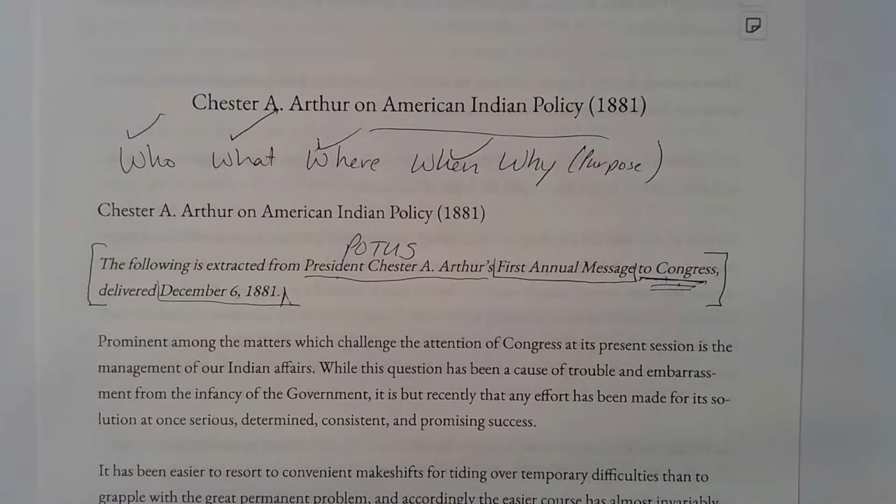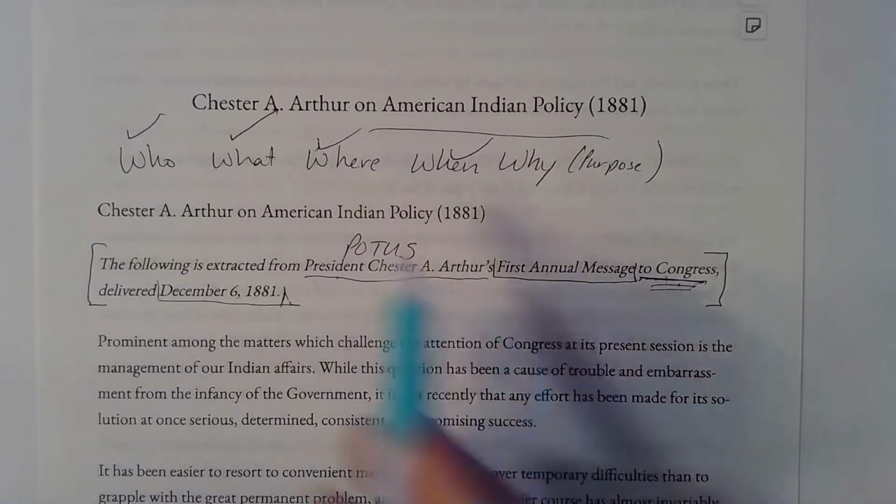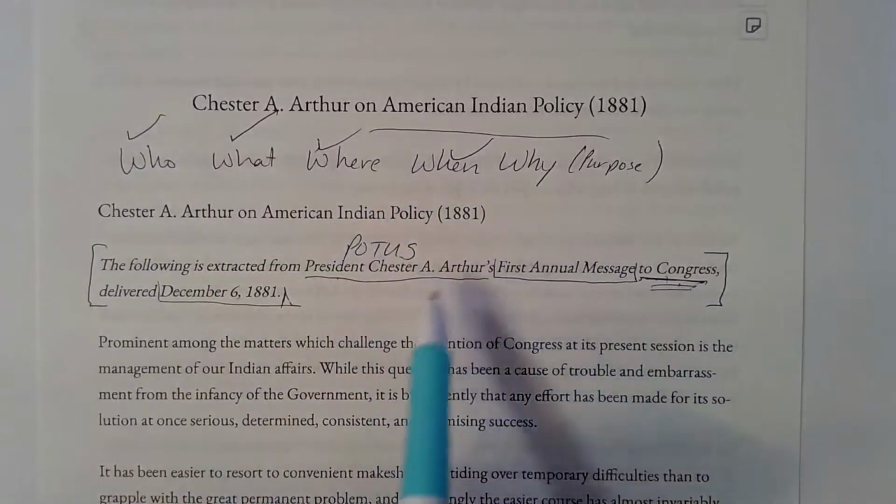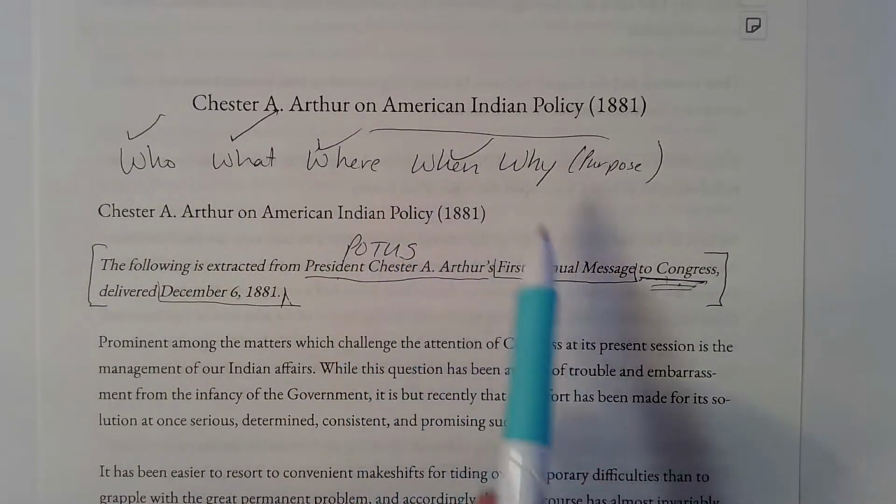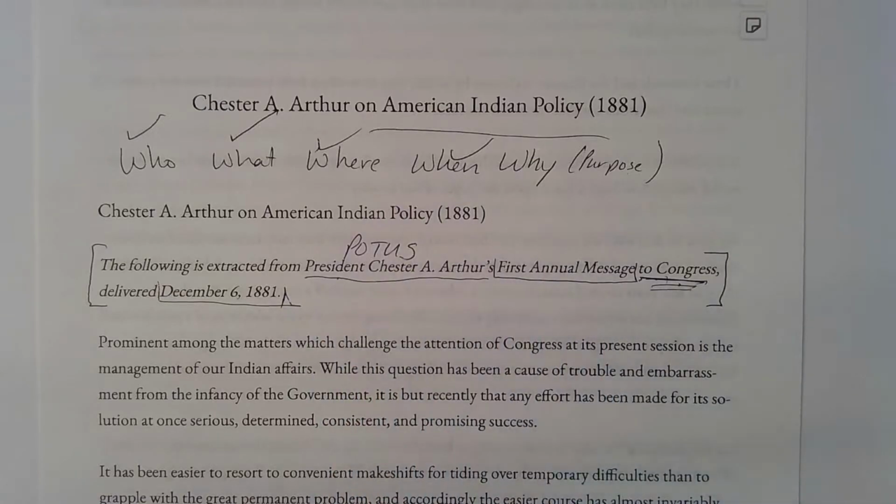So that's our pre-reading. We've got our context. We know quite a bit about what this primary source is just from reading that first sentence. Let's take one more step, though, before we get into the reading itself.